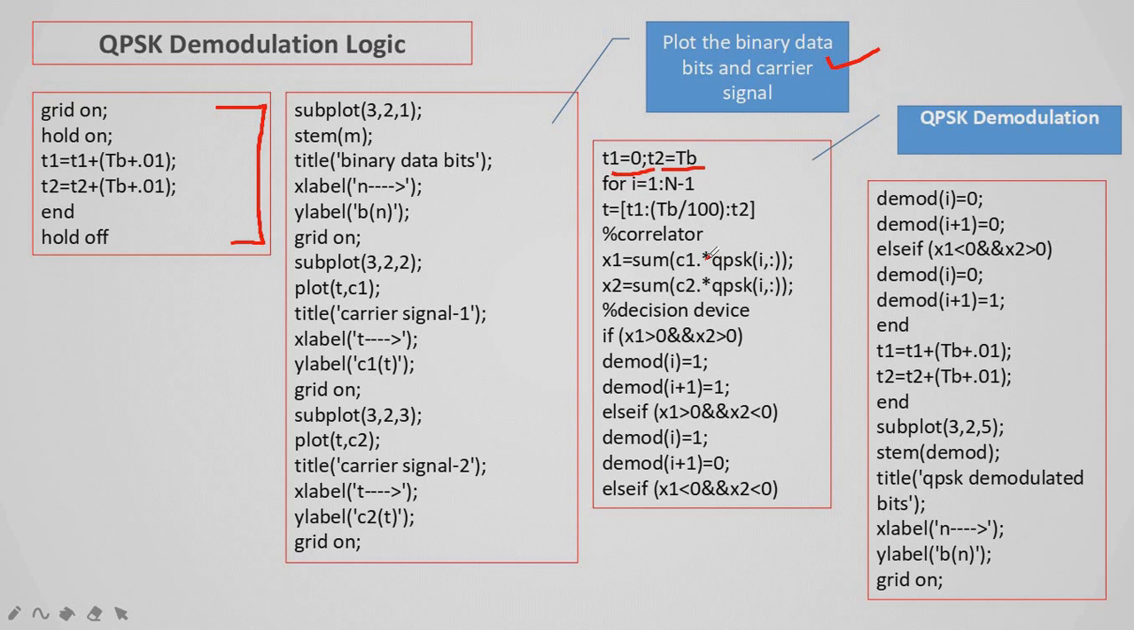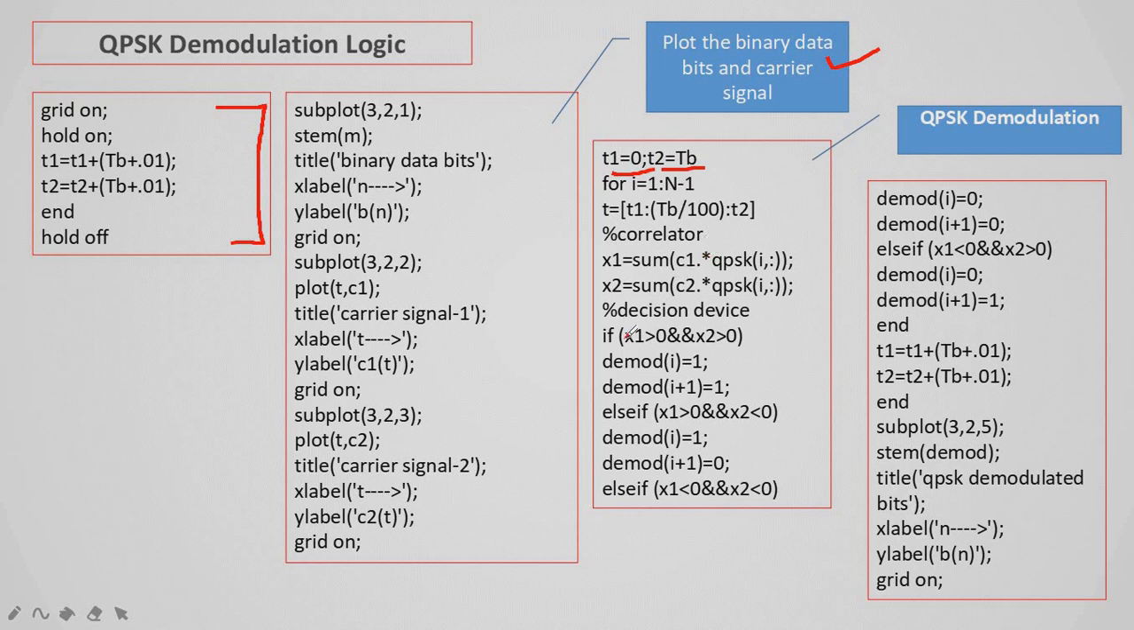Once we have got x1 and x2, then we have to decide whether x1 is greater than 0 and x2 is greater than 0. If this is satisfied, then the binary bits are 1, 1. And if x1 is greater than 0 and x2 is less than 0, then the binary bits are 1, 0. Similarly, there are 4 possible statements we have to define to extract the information.